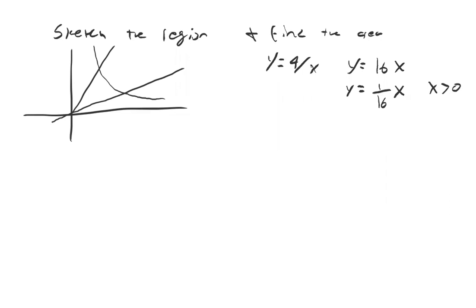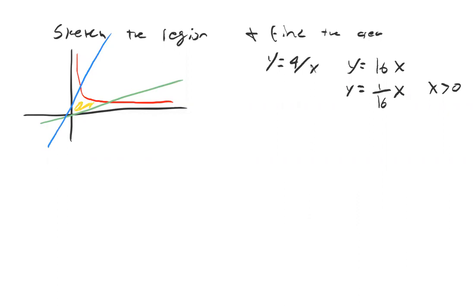Let me label these. Let me actually do three different colors so it's easier to see which function's which. So this is the 4 divided by x. This one is the low slope one, and this one will be the one with big slope. Okay, good enough. So we want to find this area here.